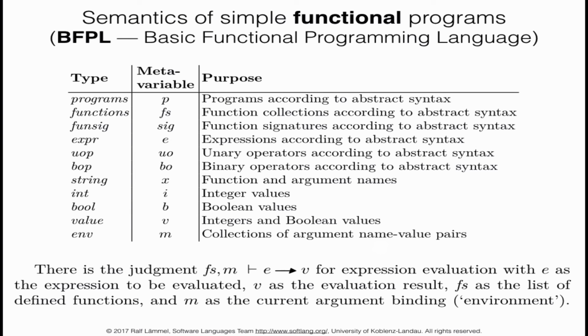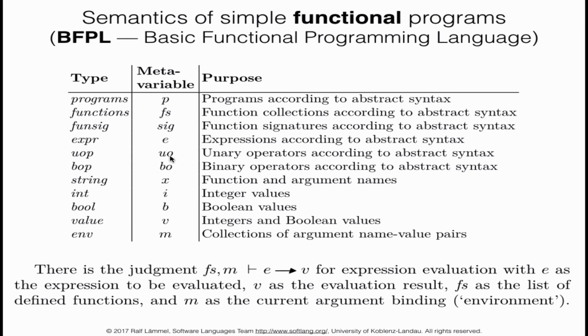So let's also look at the semantics of a simple functional language. This is called BFPL in the Softlang book, Basic Functional Programming Language. And here are all the types and the metavariables. So we've got programs. Programs are essentially lists of function definitions with a main expression. Functions, well, these are function collections or lists of function definitions, and each function consists of a signature. This is essentially the type of the function.